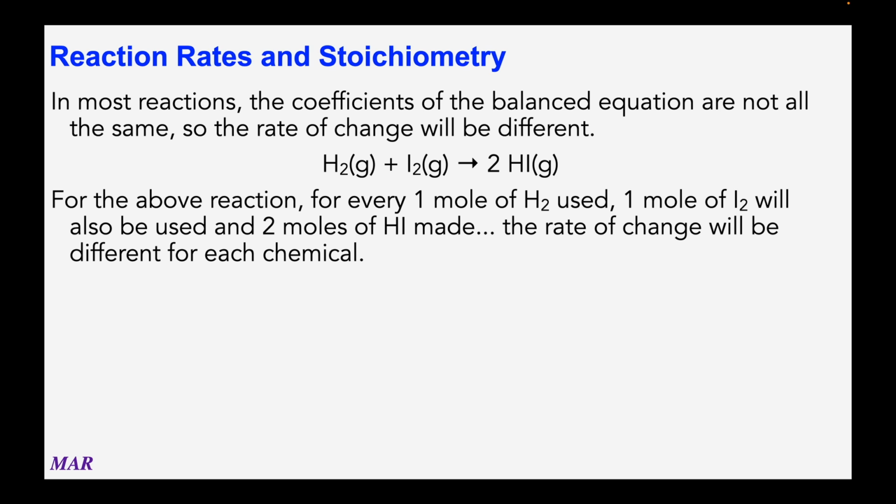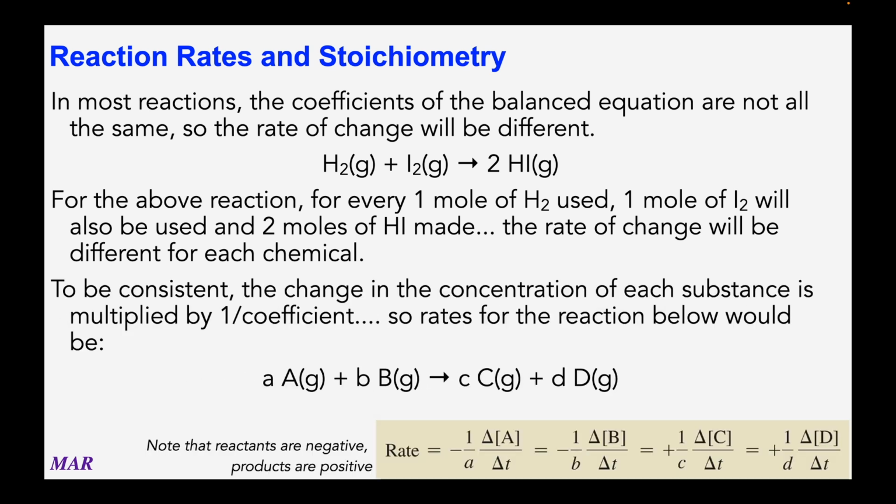But there's another thing that you have to think about as a chemist, because for every one H2 that's being used up, you're going to make 2 HI. So that stoichiometry, that 1 to 2 ratio is also important. So if you use up 1 mole of H2, you're going to make 2 moles of HI. And if you use up 2 moles of H2, you're going to make 4 moles of HI, etc., etc. So chemists also have to deal with the stoichiometry of each chemical in the speed.